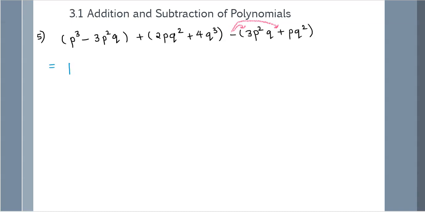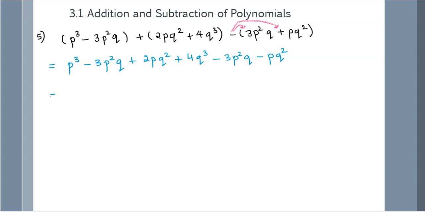So what we get? p power 3 minus 3 p square q plus 2 p q power 2 plus 4 q power 3, and this becomes minus 3 p square q and minus p q square. So here you have two variables. It is possible. Now what you have to do is collect the same terms carefully.